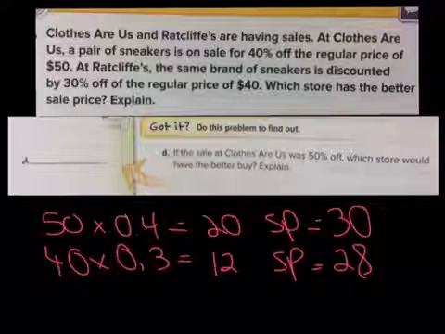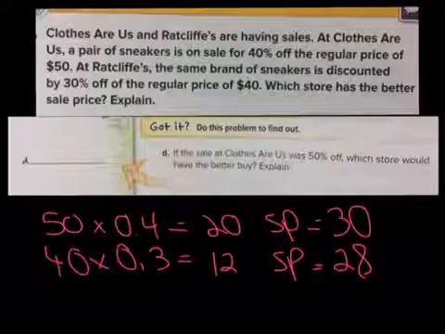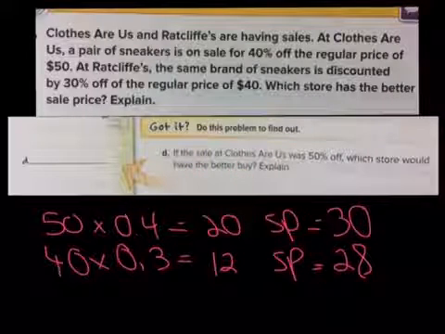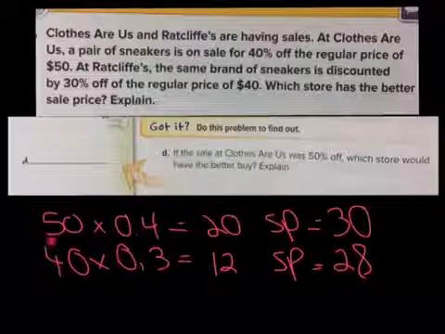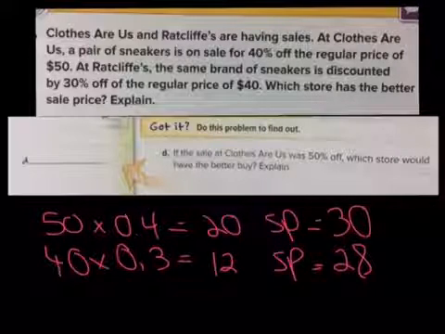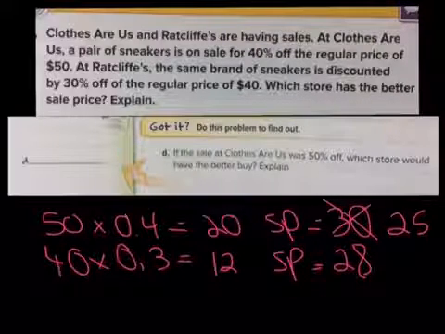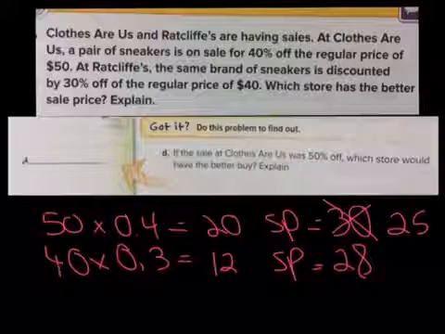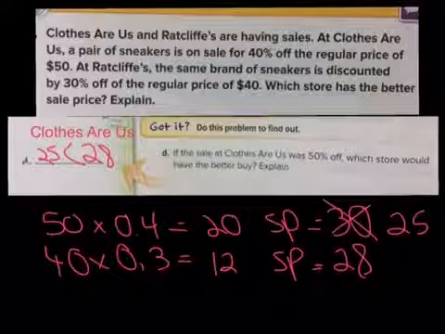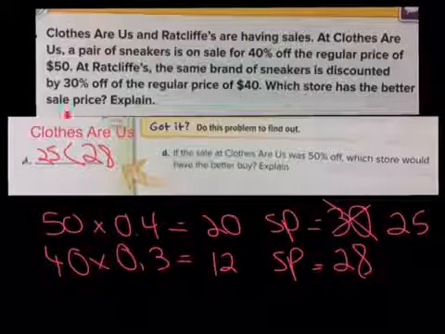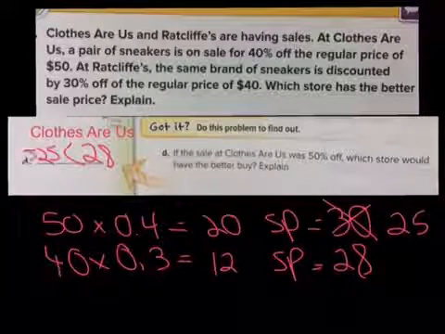And now our question is asking us if the sale at Clothes R Us was 50%, so instead of 40% we have 50% off, which store would have the better buy? Well, if we take 50% off of this, it's going to be $25, and so 50 minus 25 is 25, so clearly the new price will become $25, and Clothes R Us would have it, so $25 is less than $28. So, to answer the question, which store has the better price? Clothes R Us. Their 25 is less than 28, so $25. And there you have it.